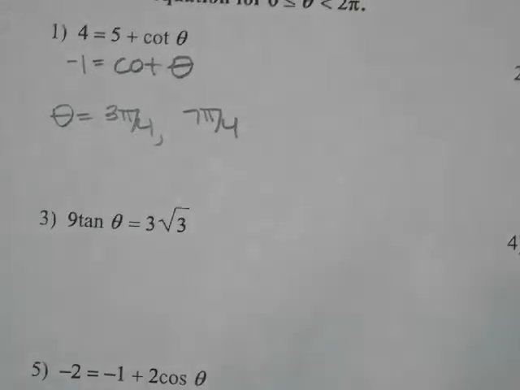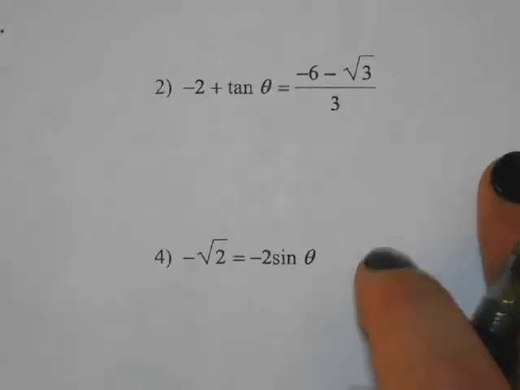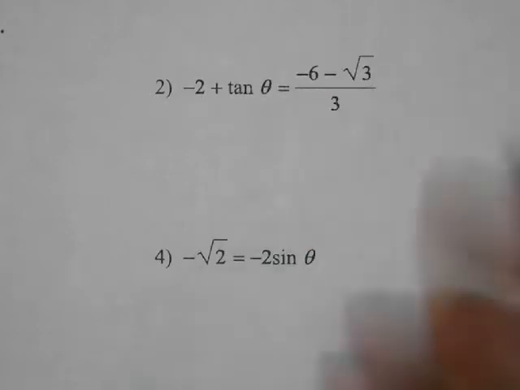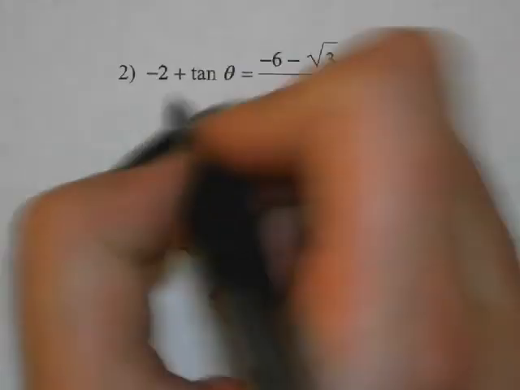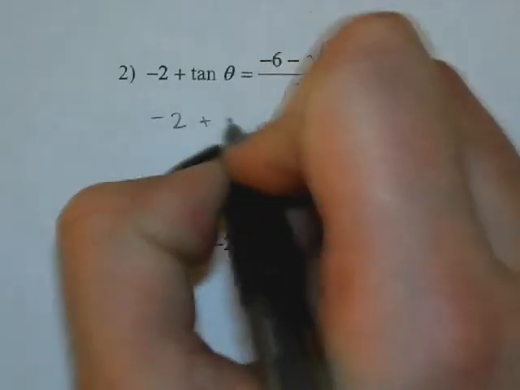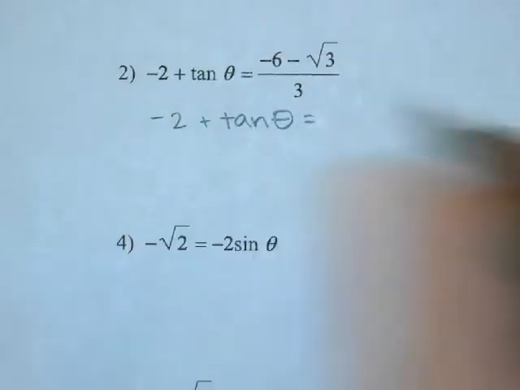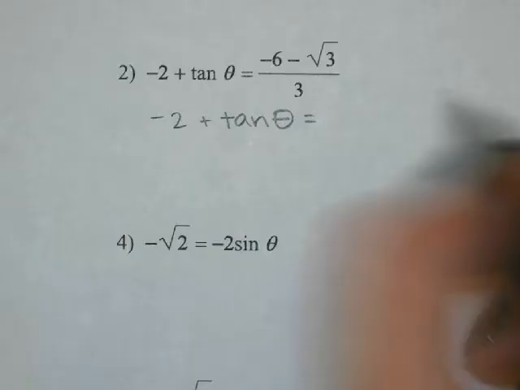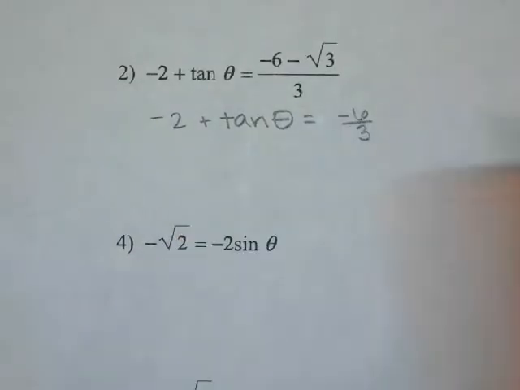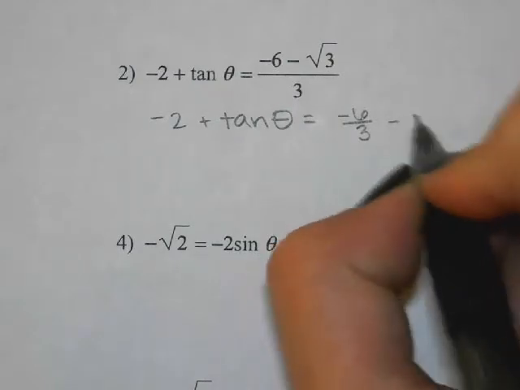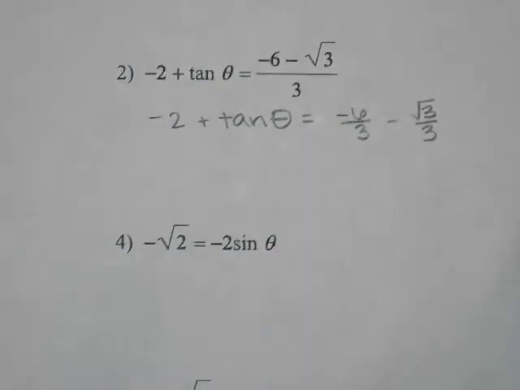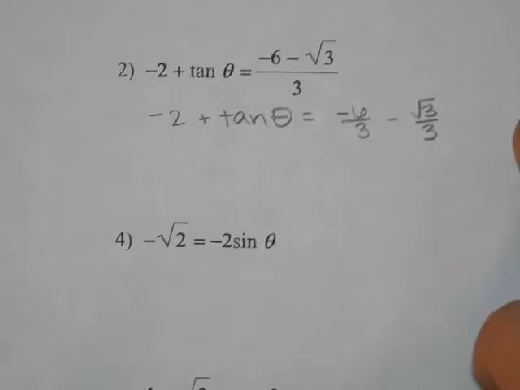Okay? All right, number 2, it looks so much worse than it is. So what we're going to do first is deal with this nasty fraction right here. We're going to split it in 2. So we're going to say -2 plus tan theta. And the way that we split a fraction is we say -6 divided by 3 minus square root 3 divided by 3. So what I did is I said, okay, that 3 on the bottom is a common denominator, so I can write 2 different fractions as long as they both have that denominator. Are we comfortable with how I split that?